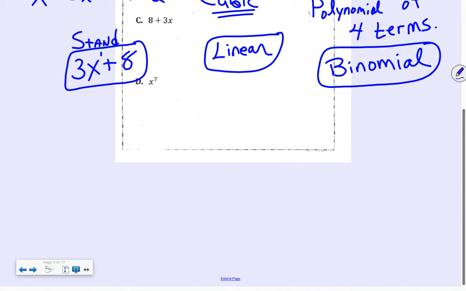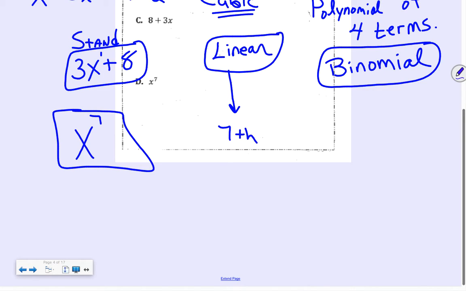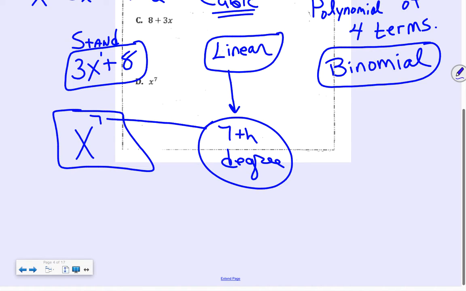How do you put x to the 7th in standard form? X to the 7th. The highest power of x first. What comes after x to the 7th? Nothing. So what are we going to call this by degree? Is there a name for 7th degrees? No. Quintic goes with 5. After 5, you have no names. So just call it a what degree? 7th. Yeah, if there's no name that goes with it, just call it a 7th degree.